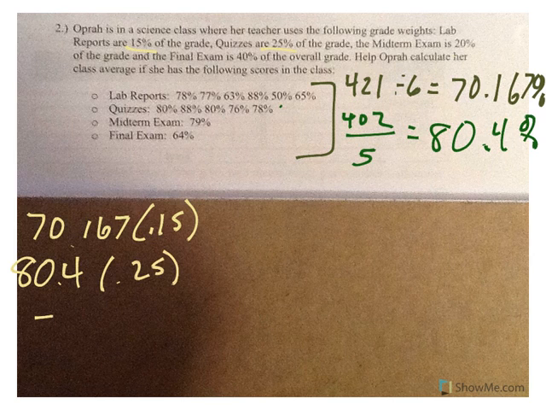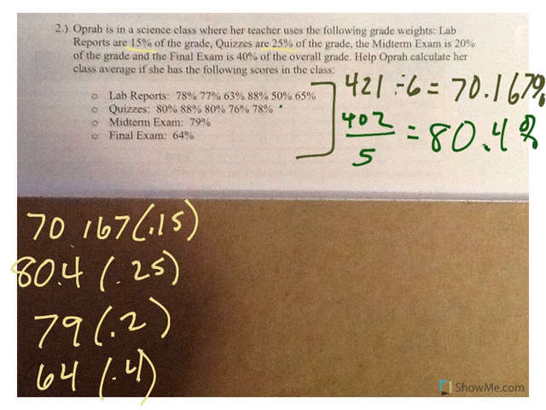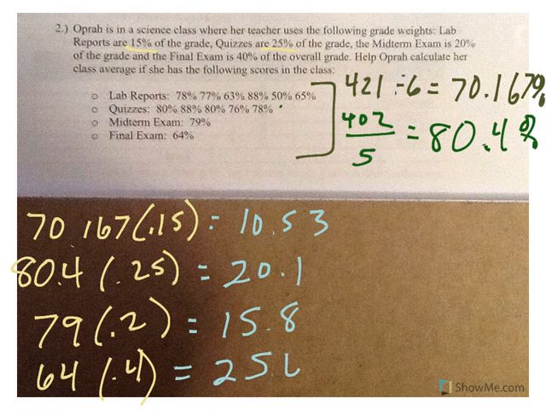Midterm is 20% of her grade, so her midterm was a 79 and it's 20%. And then the final exam is 40%, so 64. You got a D? You, Oprah, got a D? What? And once again, you'll notice that the weights all add up to 100. So if I multiply these together, I'm going to get 10.53, and then 20.1, then 15.8, and 25.6 points on the final exam.